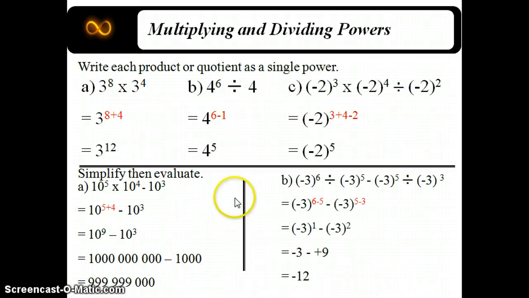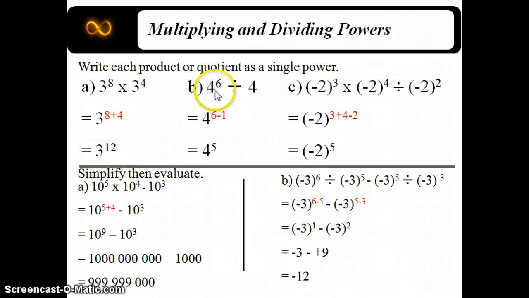We'll look at a couple examples here. 3 to the power of 8 multiplied by 3 to the power of 4. Bases are the same and I'm multiplying. This is the product rule. The rule says when the bases are the same and I'm multiplying, I can add the exponents to get 3 to the power of 12. And I'm going to leave this in exponential form.